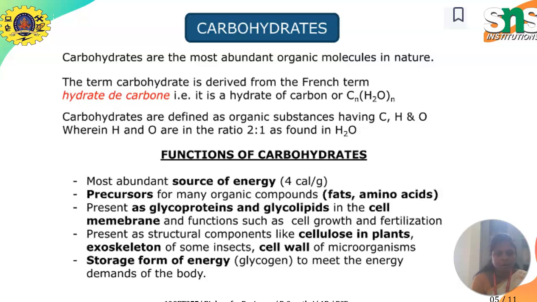The functions of carbohydrates: the most abundant source of energy, 4 calories per gram; precursors for many organic components like fat and amino acids; present as glycoproteins and glycolipids in the cell membrane, with functions such as cell growth and fertilization; present as structural components like cellulose in plants, the exoskeleton of some insects, and the cell wall of microorganisms; and a storage form of energy to meet the energy demands of the body.